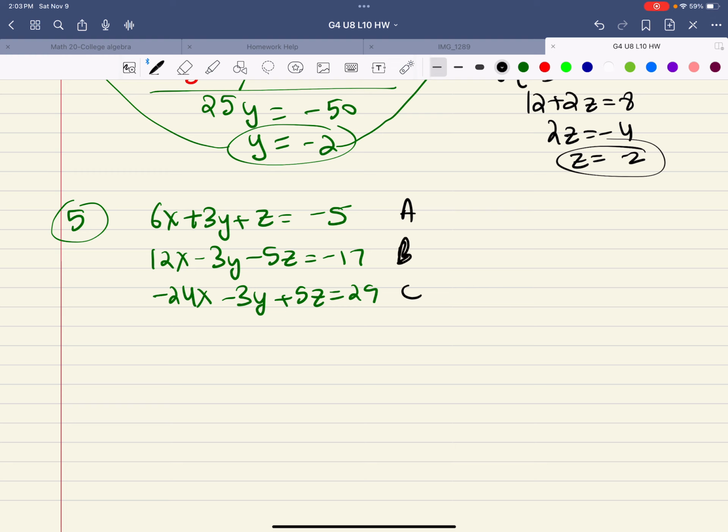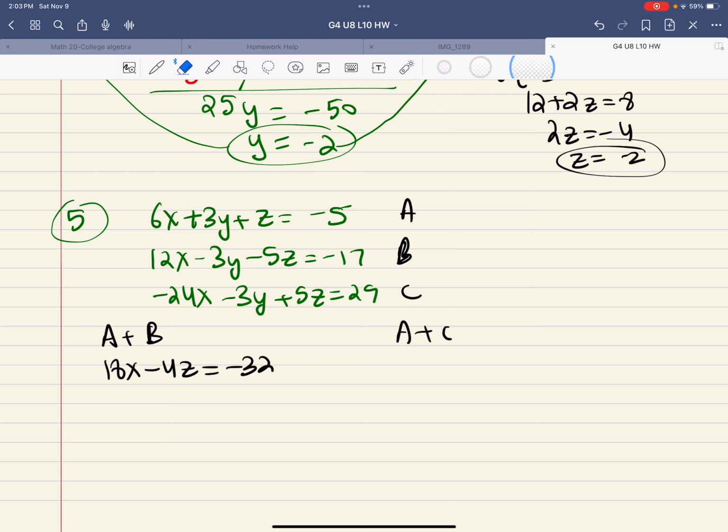So what we can do is add A and B, and then add A and C. This way, we can get rid of the y's from here. So if I add A and B, 12 plus 6 is 18x. The y's are gone. And minus 4z equals, 17 plus 5 is 22. We're just adding A plus B, so it's going to be negative 22.